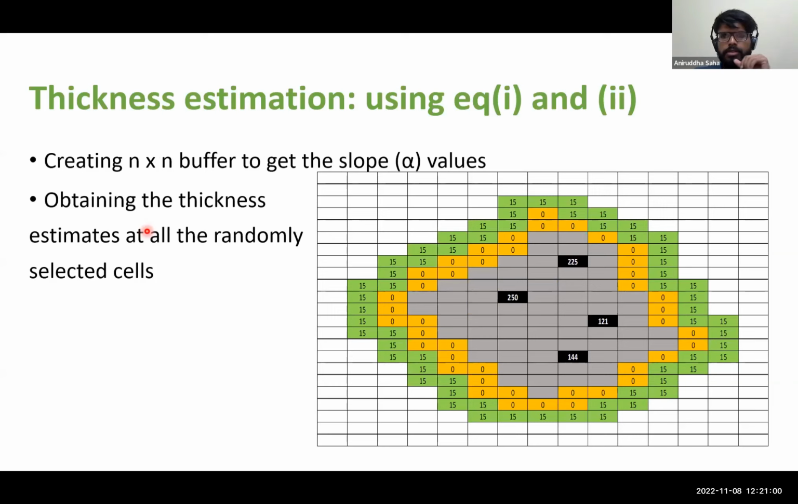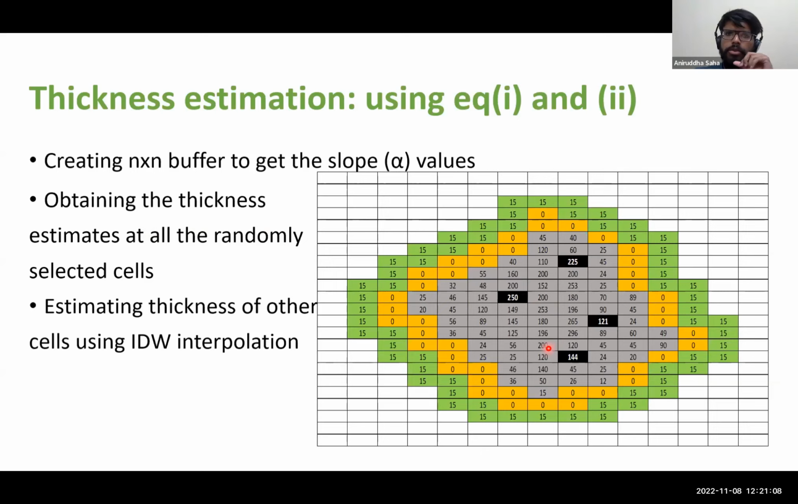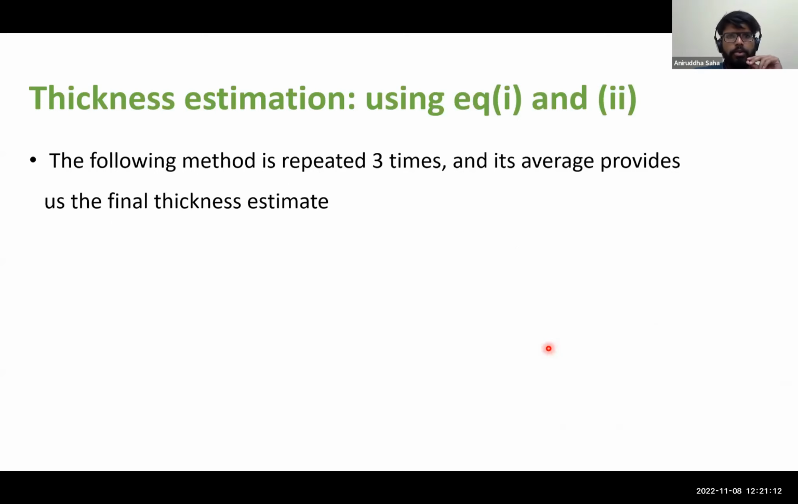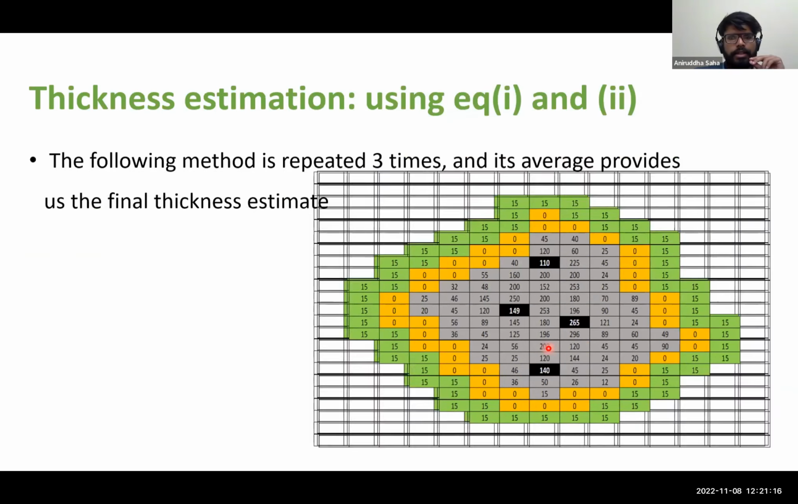Similarly, the step is repeated for all the randomly selected cells. Once we find all those values, we use the IDW interpolation for finding out the thickness of the glacier. Now this method is repeated 3 times and it gives the final thickness estimate of the glacier.